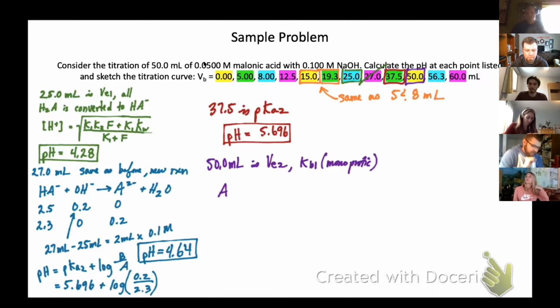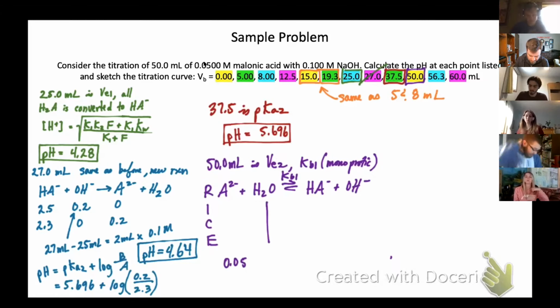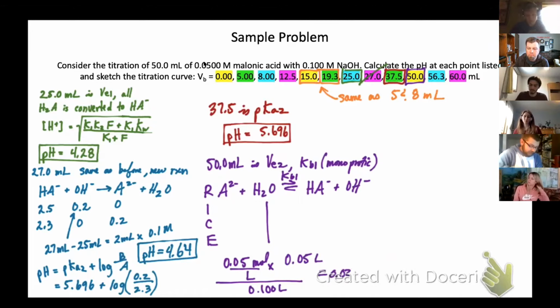And using just a RICE table, we can go in and solve for this change in X, which gives us the concentration of HA and OH minus. And since we're solving for OH minus, we end up solving for a pOH, which we can convert to a pH, which gives us 9.05. Perfect. Sorry, I also forgot that for this one, you have to use Kb instead of Ka.